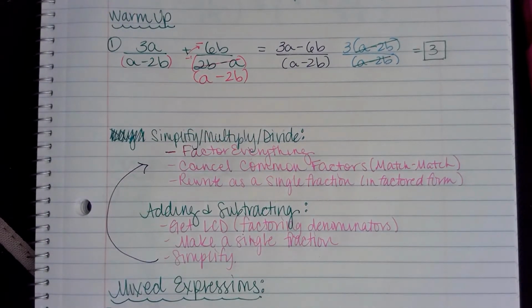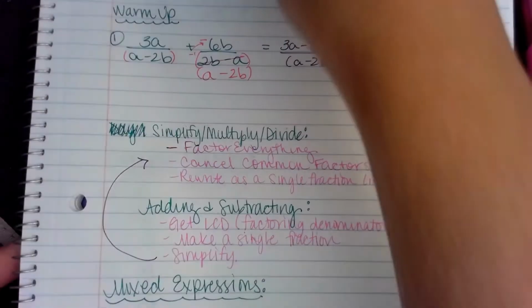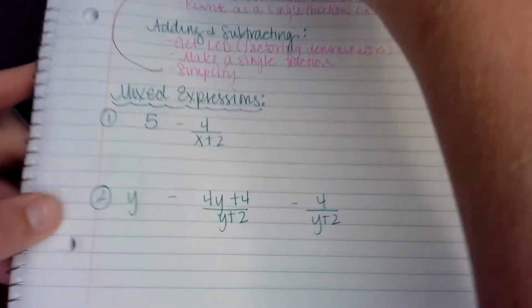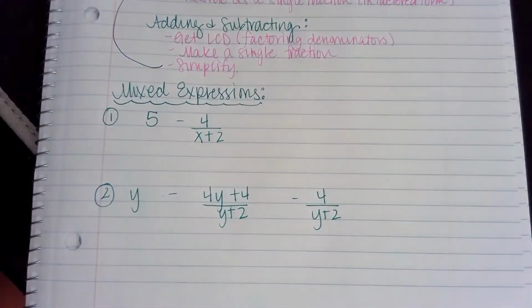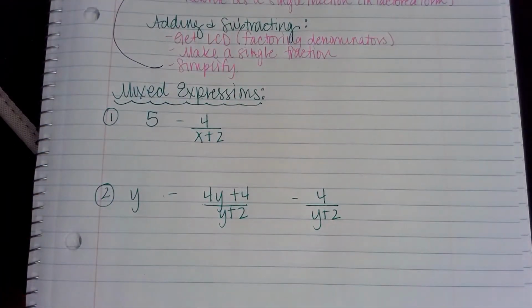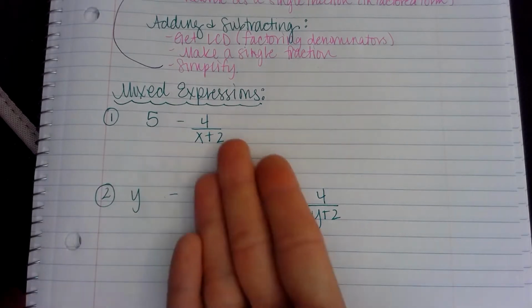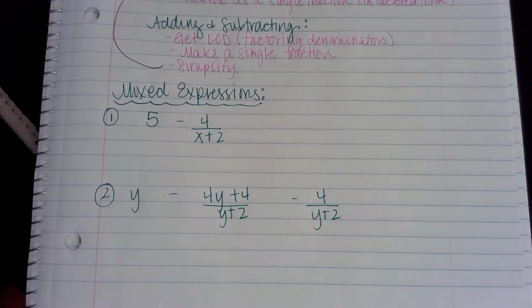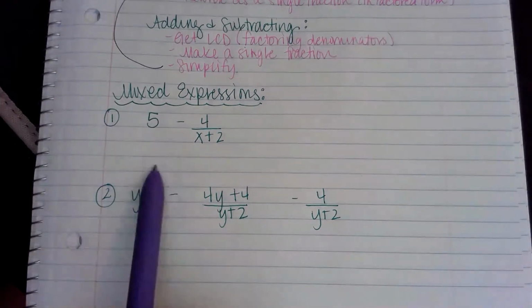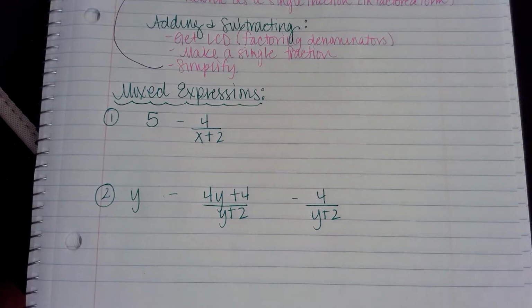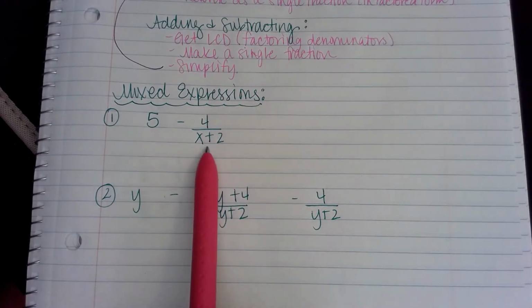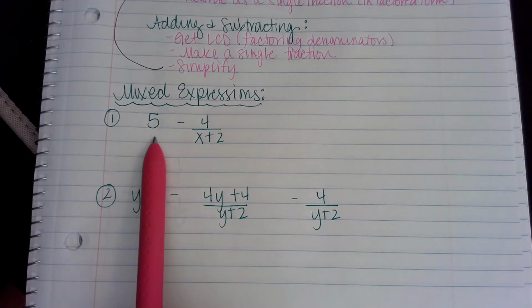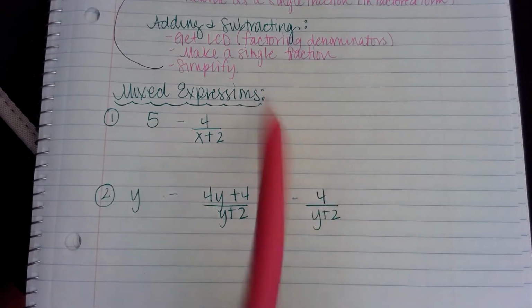Okay. So now we're going to look at mixed expressions. And mixed expressions really is just following the steps that we have learned already. Okay. So problem number 1 in mixed expression says 5 minus 4 over x plus 2. So we have a whole number minus a fraction here. So you can think of this as 5 over 1 if it helps you. But either way, this and this do not have the same denominator. So this is an adding and subtracting problem.